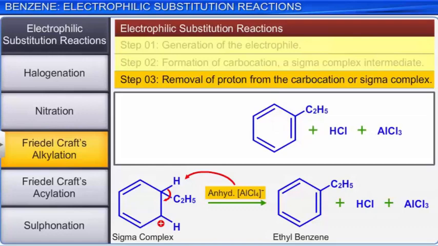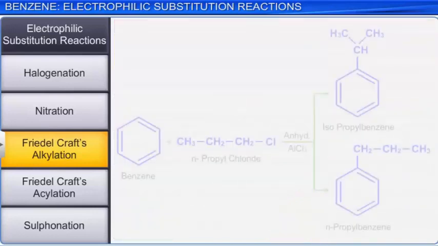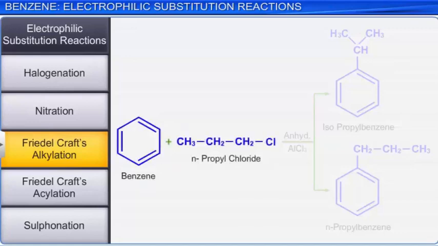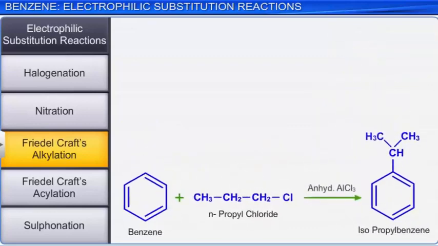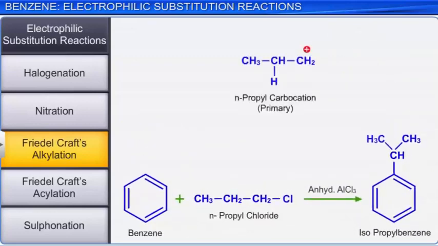It is important to note that in Friedel-Crafts alkylation reaction, when benzene reacts with n-propyl chloride, isopropyl benzene instead of n-propyl benzene is formed. This is due to the fact that the less stable primary carbocation formed in this step rearranges to a more stable secondary carbocation. Hence, isopropyl benzene is the result.